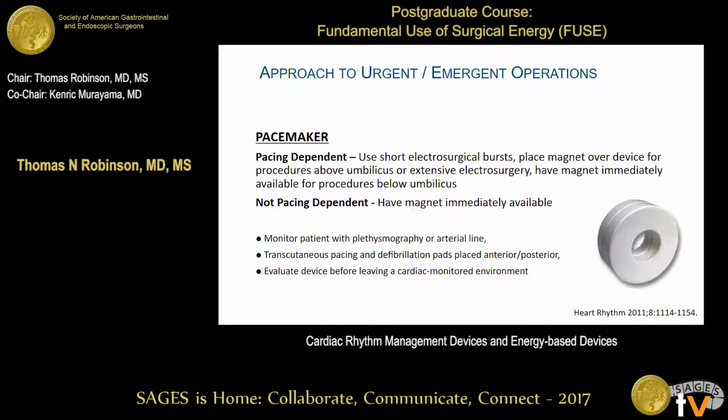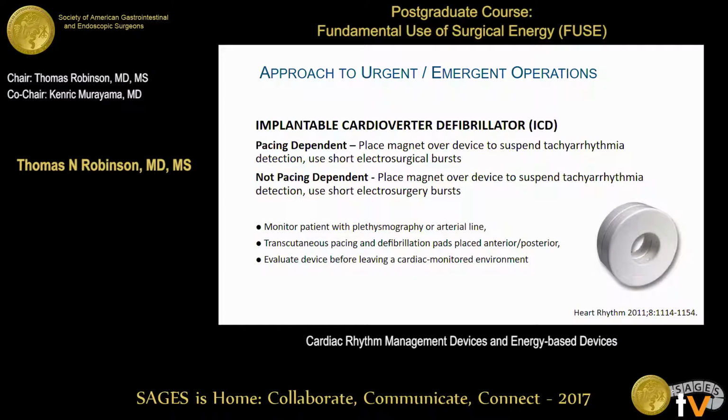So the guidelines are a little bit different for the defibrillator or the cardioverter defibrillator. When you put a magnet over a cardioverter defibrillator, what it does is it turns off its ability to sense the tachyarrhythmias. But you still have synchronous pacing, so there's still a sensing mode on that device which senses the native heart rate. And so for that reason, we're placing a magnet over the device. Once again, in this case, even if the operation is below the umbilicus, we're still placing a magnet over the device. And that's why it's really important to be able to determine.